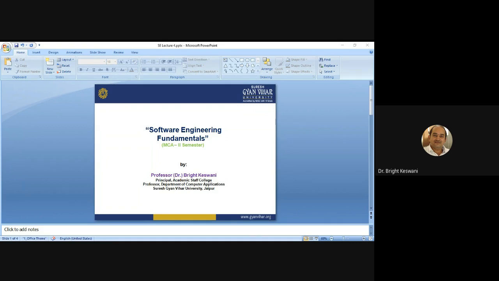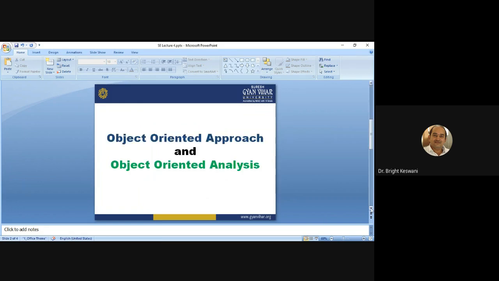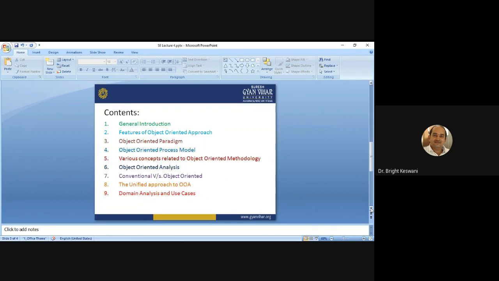Good morning, all. Today's lecture is based on two major concepts: the object-oriented approach and object-oriented analysis. These are the contents we will discuss in this lecture. First is a general introduction about the concepts. Second is the features of the object-oriented approach. Then the object-oriented paradigm and object-oriented process model, whereas concepts related to object-oriented methodology.